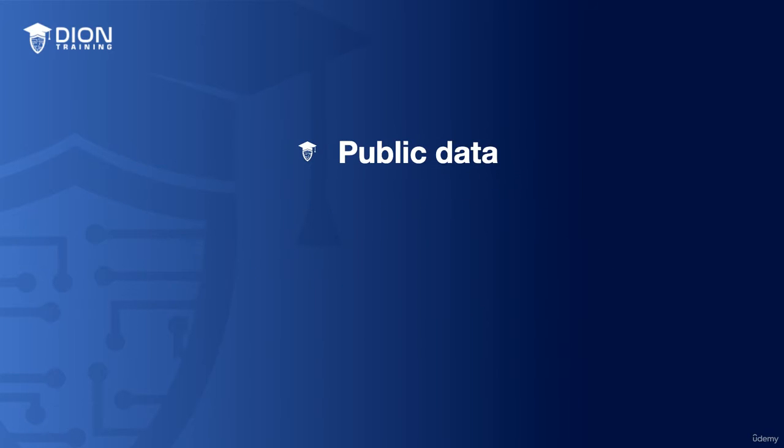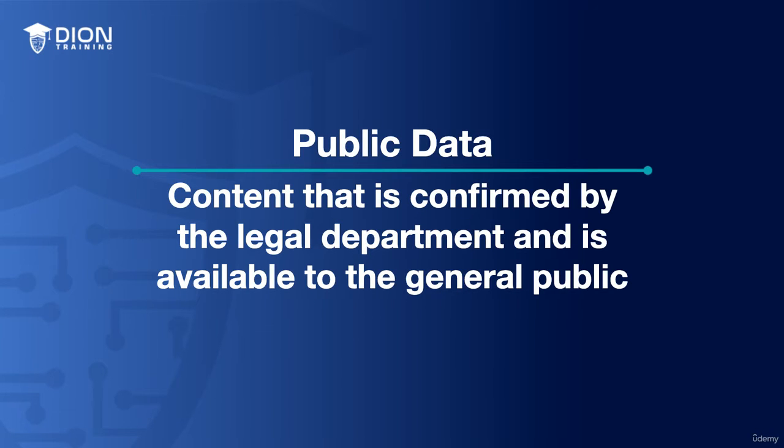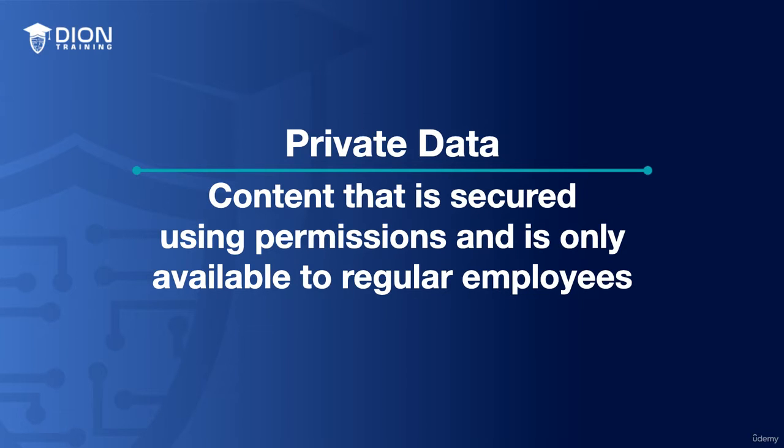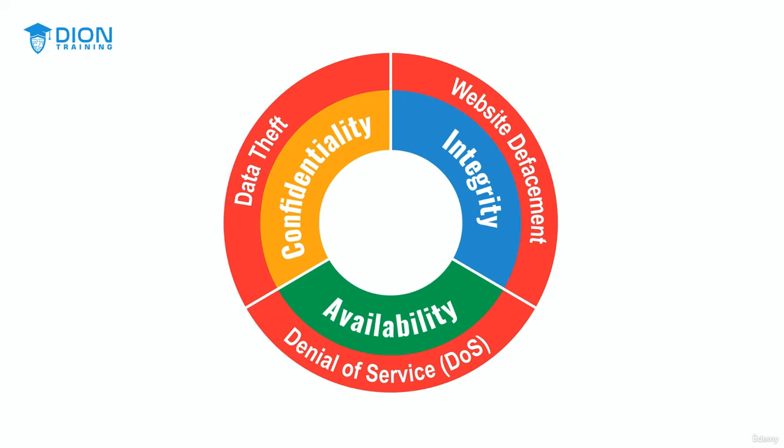One widely used approach is to categorize data into public, private, and sensitive groups. Public data is the content that is confirmed by the legal department and is available to the general public. Private data is content that is secured using permissions and is only available to regular employees. And sensitive data is protected using permissions and encryption, and its accessibility is restricted to specific members of designated business units. Security protocols must be designed to ensure that each type of data is protected according to its level of sensitivity.